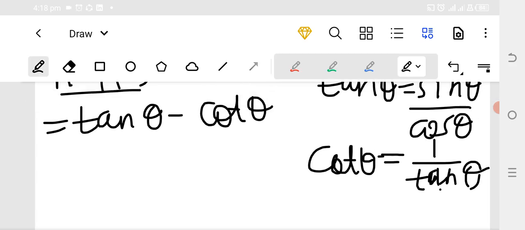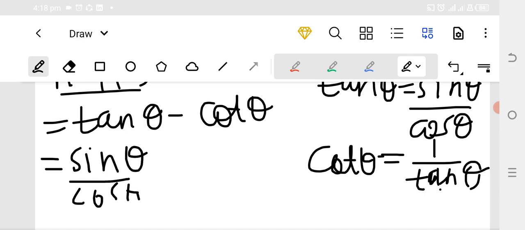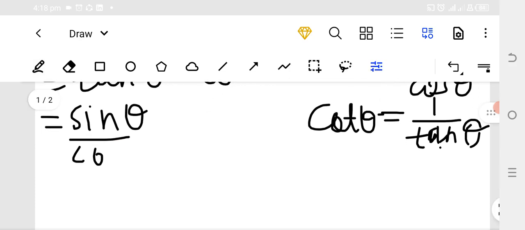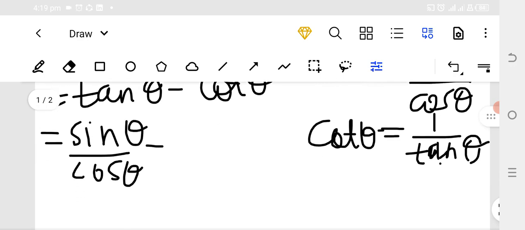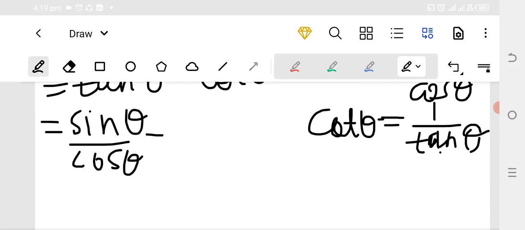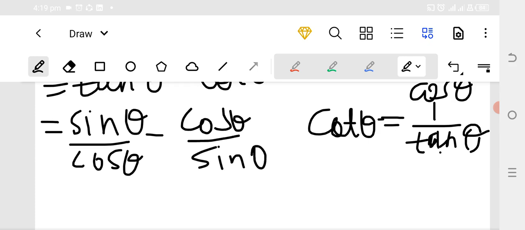As you can see here, we're going to say is equal to sine theta over cosine theta. Let me just write that. It's not very clear, right? Sine theta over cosine theta minus, we have minus cot theta. Look at it, that's cot theta there. Cot theta is the inverse of tangent theta rather. So I'm going to say cos theta over sine theta.